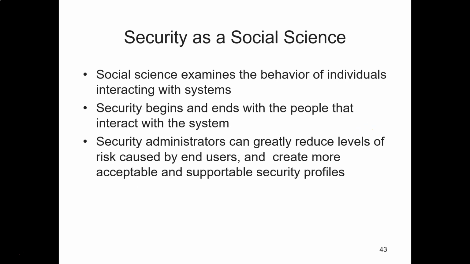There is a third view that considers security as a social science. A social science examines the behavior of individuals as they interact with the system, whether social systems or, in our case, information systems. Since in a security system, people inside the organization interact with the developed system, by understanding how they interact or behave, security administrators can reduce the risk.